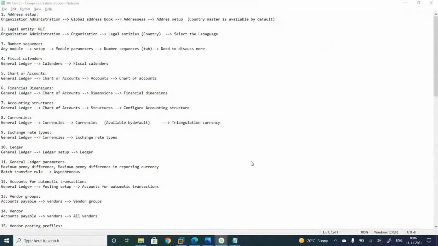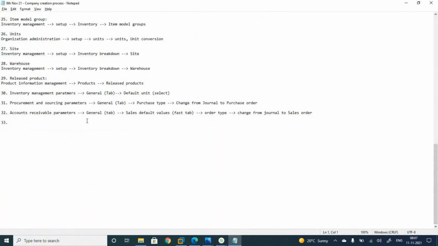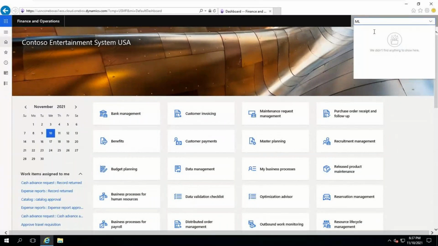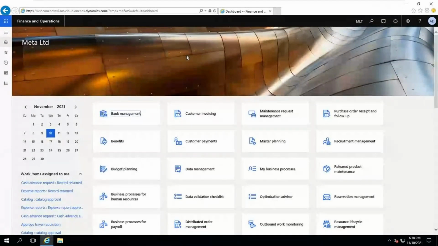Okay. So we are learning the company creation process, the minimum setups required, for all of which we have configured. Now, yesterday we were creating a purchase order. So in the MLT company, Meta Limited, which we have created, now we are creating a purchase order in this company.